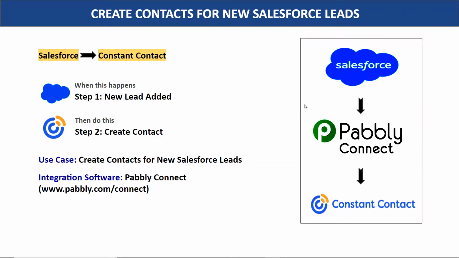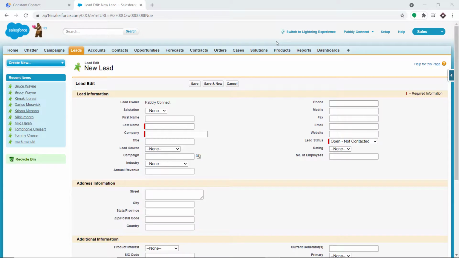So in this video, we will be using Pabbly Connect to integrate Salesforce and Constant Contact. The best part of using Pabbly Connect is there is no need for coding skills or programming knowledge. It can be done easily. Let me show you on my screen. Here we will begin with a small example.